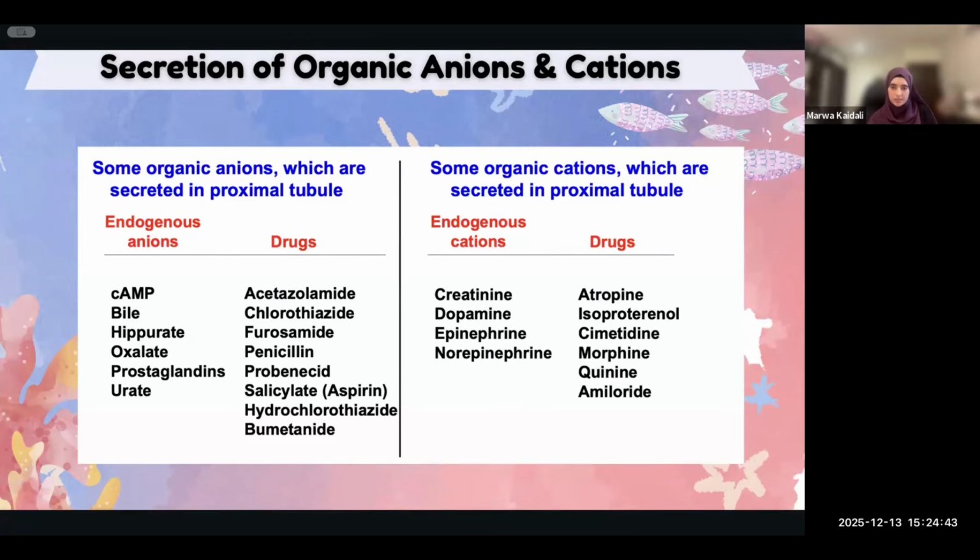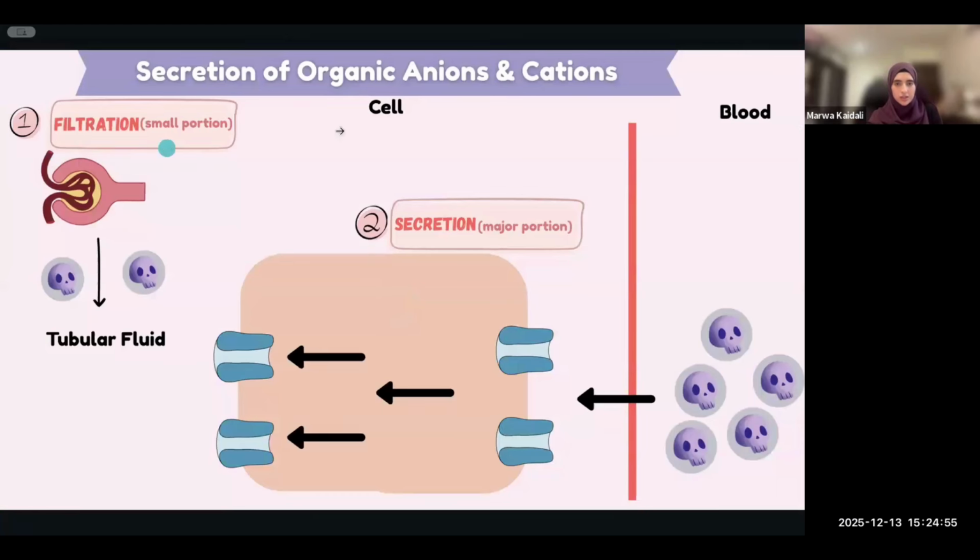The way our body does that is through two systems. The first one is the GI system, and the second one is the renal system, which is our main focus. The renal system is going to excrete these metabolites, and we're going to see how it does that exactly. The first way is through filtration, and the second is through secretion.